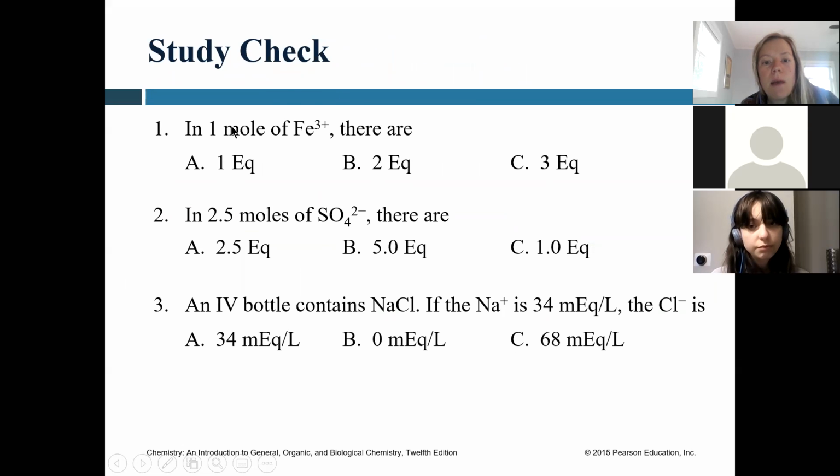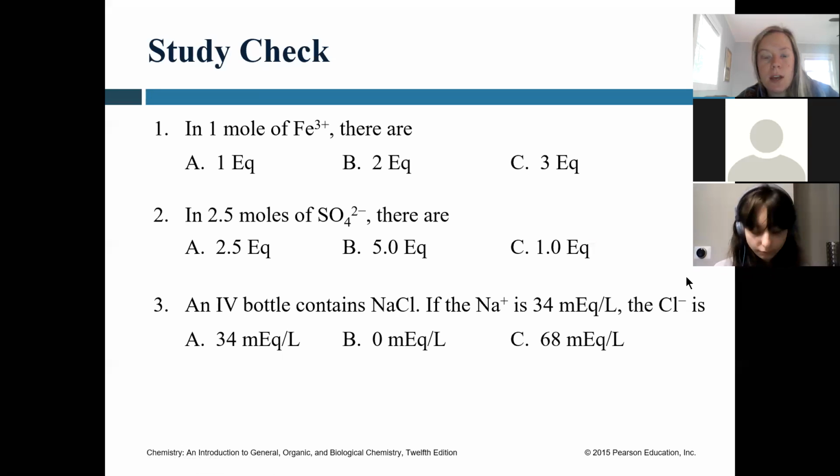So I want you to answer the questions here. In 1 mole of Fe3+, there are how many equivalents? In 2.5 moles of SO4 2-, there are how many equivalents? And this last one: in an IV bottle that contains NaCl, if the Na+ is 34 milliequivalents, what is the Cl-? I'll give you 2 minutes for that. Shouldn't take you too long.